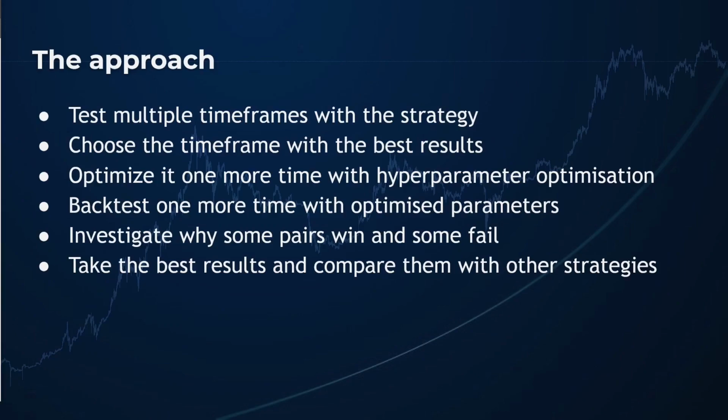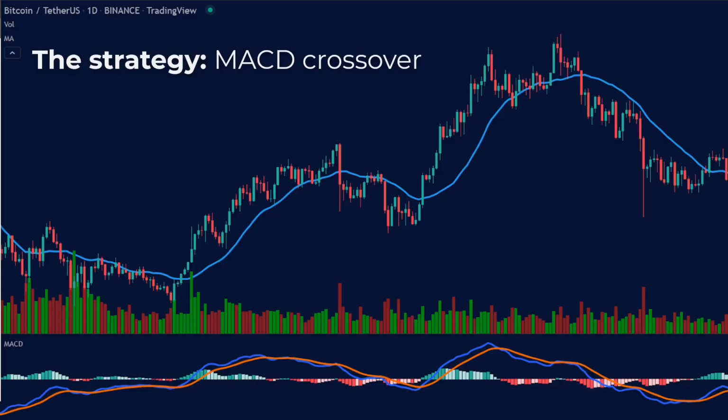Now let's proceed with the strategy. In this video I will be investigating the MACD indicator and test out if it's a profitable indicator in combination with the 21 simple moving average. The MACD acts as my primary indicator and the simple moving average is my confirmation indicator.